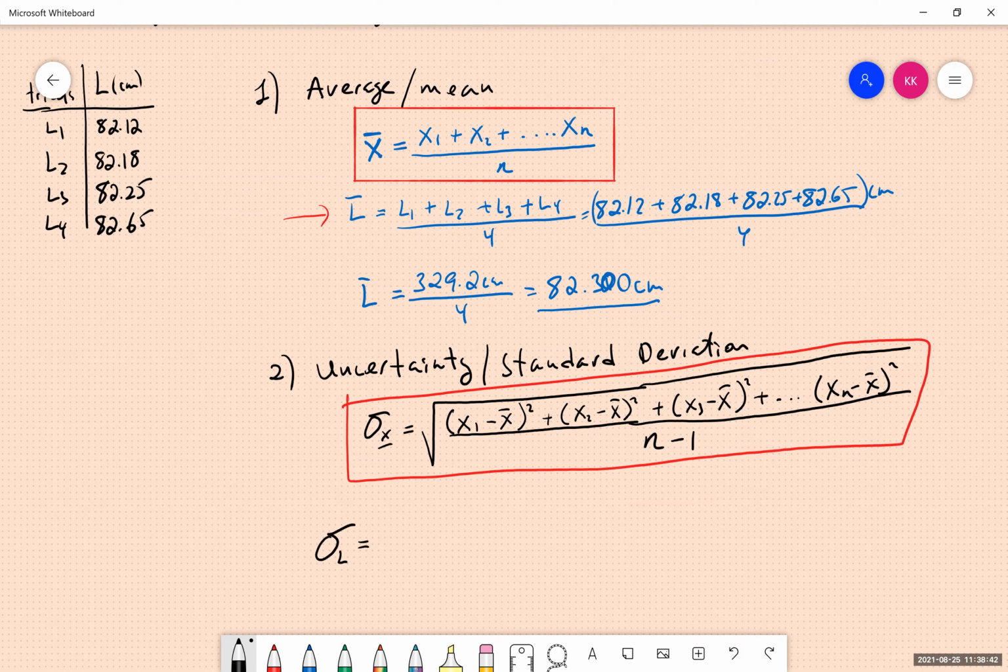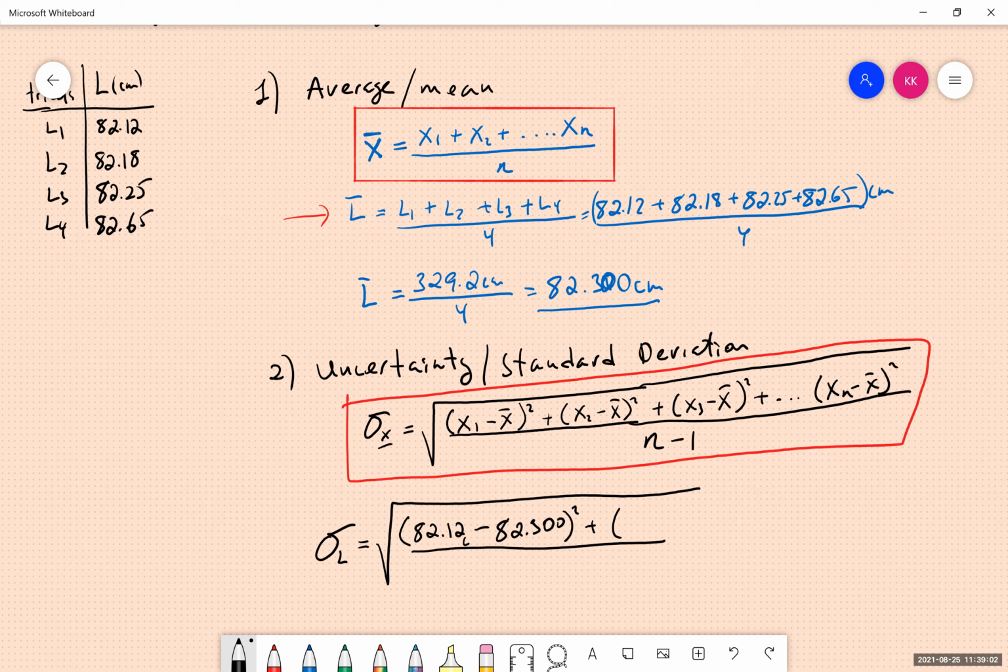And this equals the square root of, open the square root. At the top, we have our first measurement. So this will be 82.12 minus our average, which is 82.300. We square that. Plus then the second measurement.